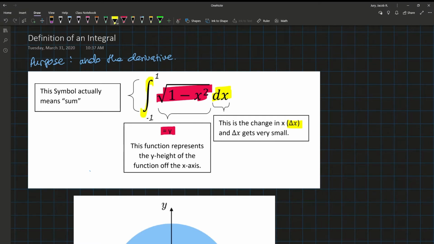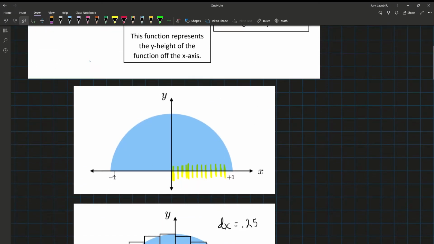Now, what does this symbol over here mean? It means sum. This yellow s is just a representation mathematicians use to represent sum. So what we're actually doing is we're summing together the pink y values with the yellow x values. And we're going to sum those things together between the bounds x equals -1 and x equals 1. You can see -1 and 1 on your left and on your right. So we'll find the area under that curve.